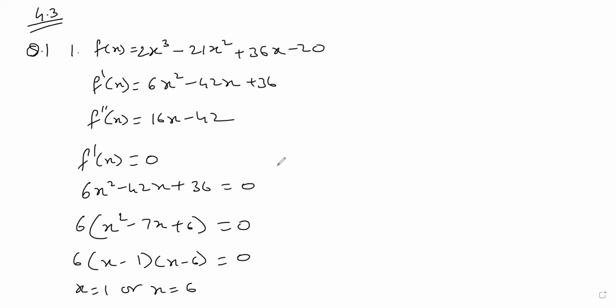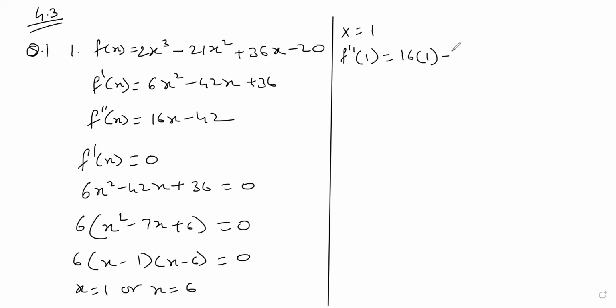Now I will put x is equal to 1. In f double dash of x we put 1: 16 into 1 minus 42. Yes, this will also change because it was written wrongly, 8. And this is 12x, so f double dash of x is 12x minus 42. 12 into 1 is 12. 12 minus 42 is minus 30.